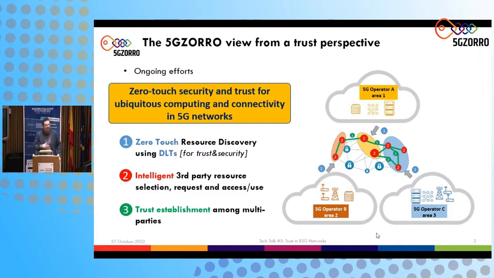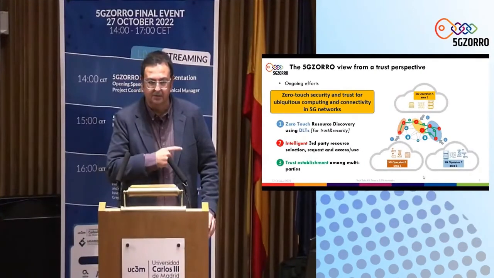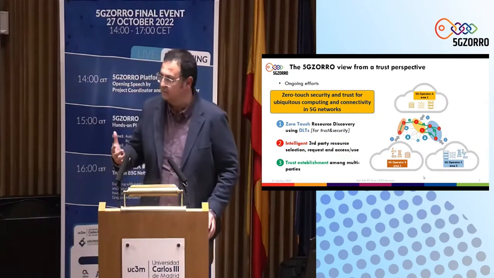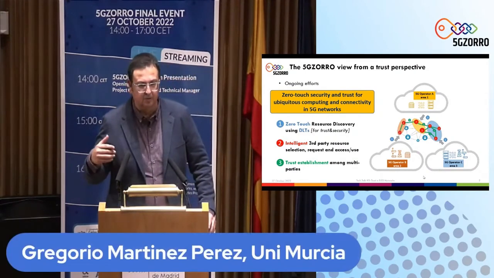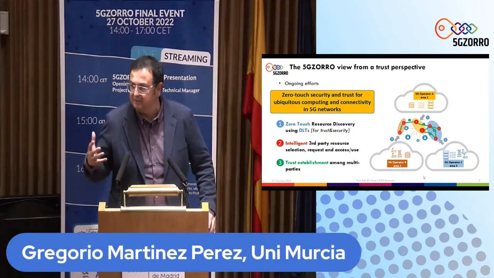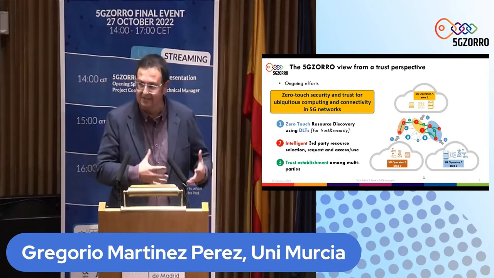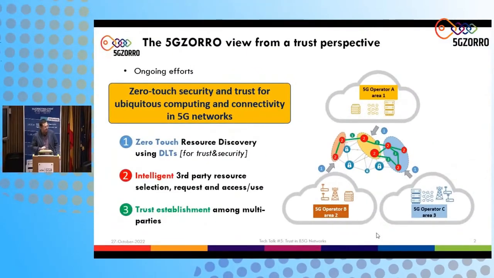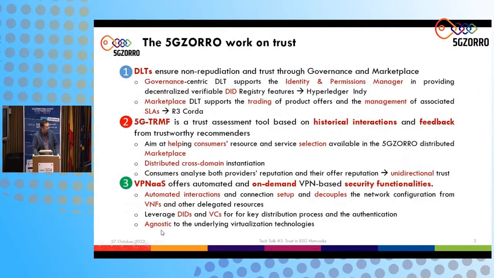The second step is the intelligent selection, request, and access. For that, something that Diego was mentioning before, which is reputation. It is basically how humans behave. Based on our historical information, what we hear from third parties or some other people, we evaluate some nodes which are possibly coming into our circle. Something similar is coming into the technology, into the IT, and this is something we're approaching here in 5GZORRO. And the third one is directly related with the trust establishment itself, the typical VPN being offered as a service.